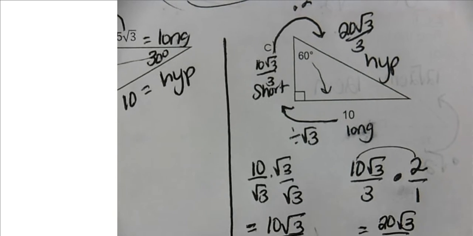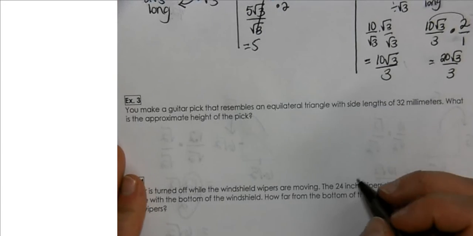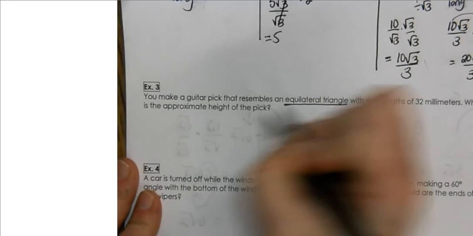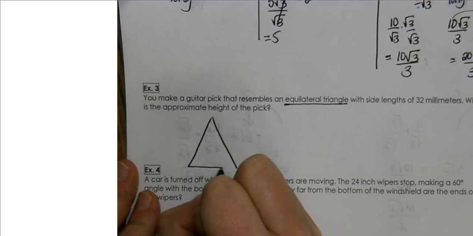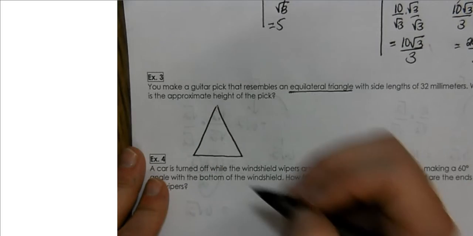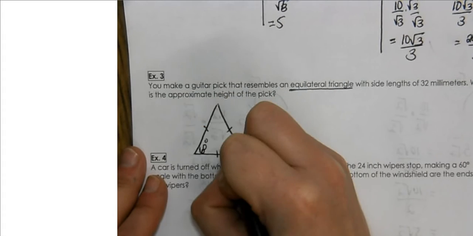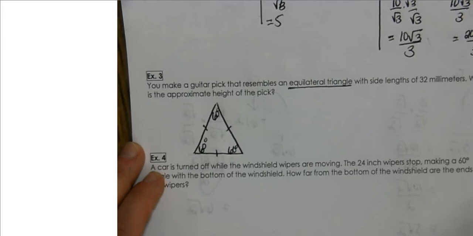Let's go ahead and look at example number 3. In example number 3, it says, you make a guitar pick that resembles an equilateral triangle. So I'm going to draw an equilateral triangle. And some things you need to know about an equilateral triangle. First of all, all sides are congruent and all angles are congruent. They are all 60 degrees. So every single one of them is 60 degrees.